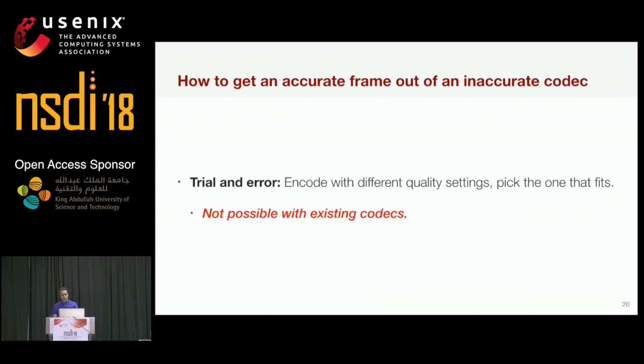One solution to this problem can be trial and error. Imagine that you want to buy shoes online, but you're not sure about the size. What you can do is order multiple sizes, try them on, pick the one that fits best, and return the others. One solution here can be, what if we encode a single frame with different qualities? And after we learn the frame sizes, we just pick the one that fits the network the best. It sounds good, but unfortunately, it's not possible with the existing codecs. I'm going to tell you why in just a minute.